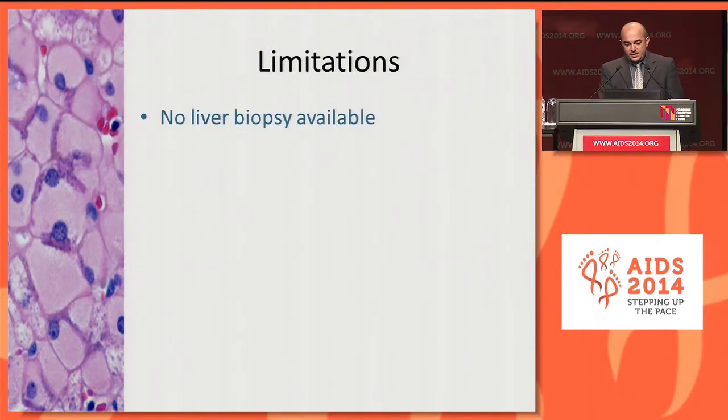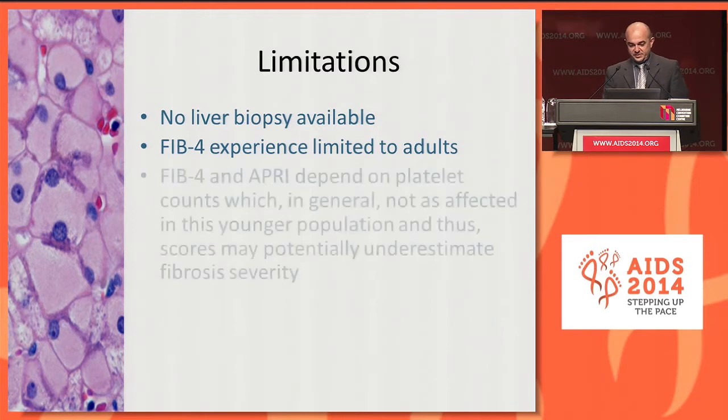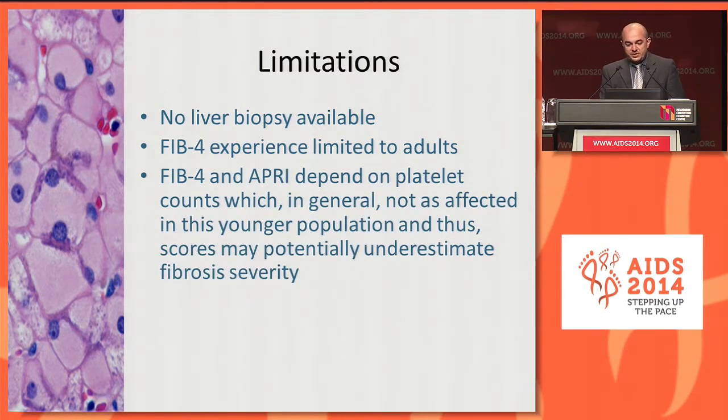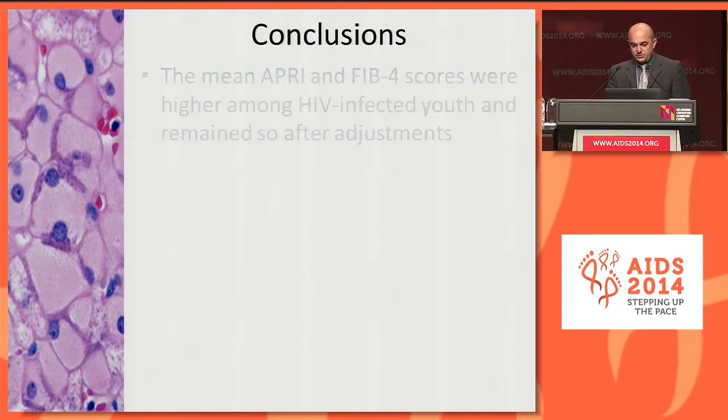So the limitations of the study: no liver biopsy was available. FIB-4 experience is limited to adults, and that's one of the reasons we kept the cohort at 15 to 20 years old, because age is a significant piece of the formula. FIB-4 and APRI depend on platelet counts, which in general are not as affected in this younger population who don't have cirrhotic livers and thrombocytopenia, so the scores may potentially underestimate fibrosis severity. The cohort and age effects of the data abstraction were adjusted for, but we may still have residual confounding from unmeasured confounders.